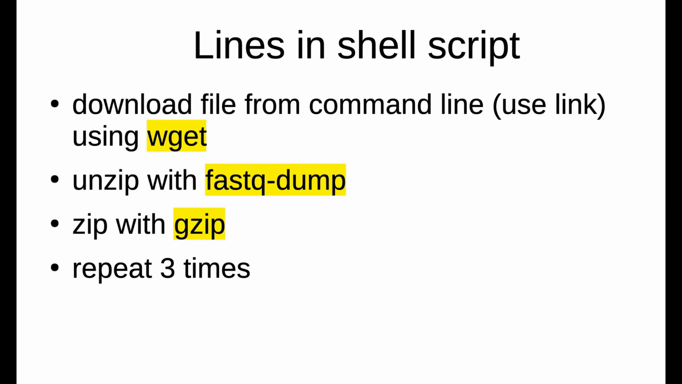We will have to combine a line for downloading a file from the command line, what we have in SRA, using the get function. We didn't try it yet. Then the next line will be to unzip this downloaded file with a fastq-dump. We know it works. And then zip with gzip. Also, we did it before. We know it works well. And then we have to create a loop to repeat it 3 times for all files together.